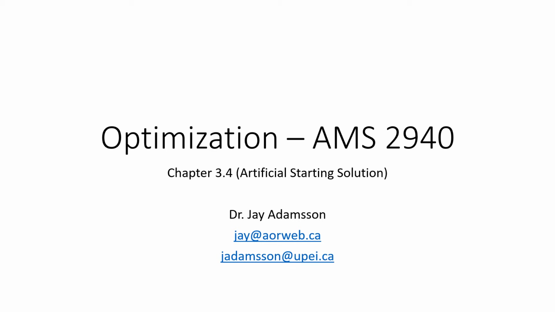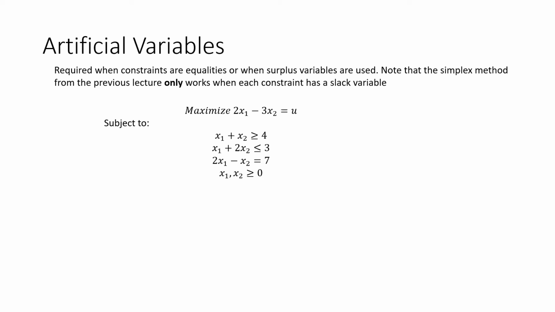This lecture is going to look at Chapter 3.4, Artificial Starting Solutions. In the last lecture, we looked at the simplex method. And the simplex method is quite powerful, but it only works in certain cases. Your linear program has to look a certain way. It has to be a maximization program, and the constraints all have to be less than or equal to constraints. We don't always have that.